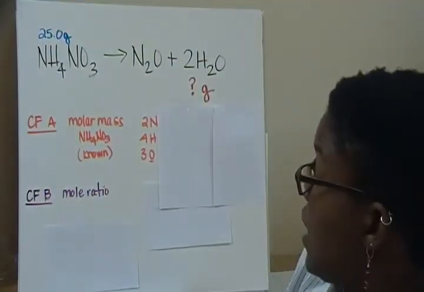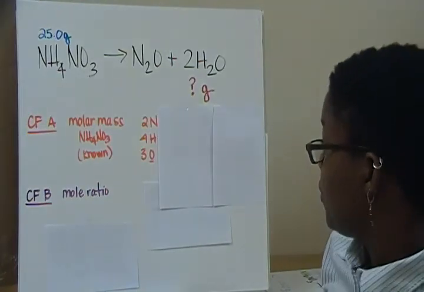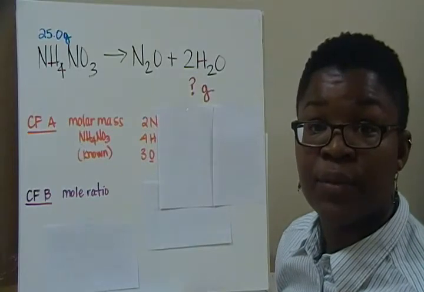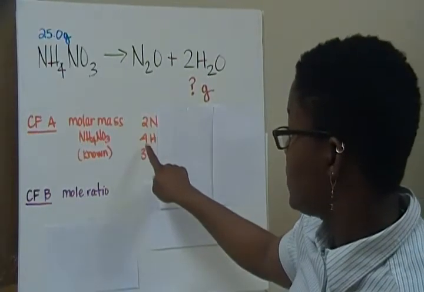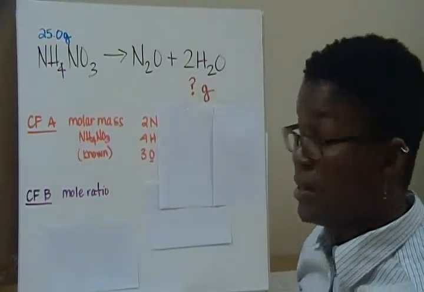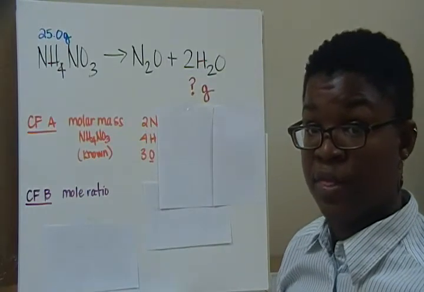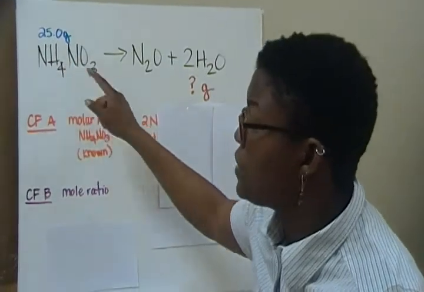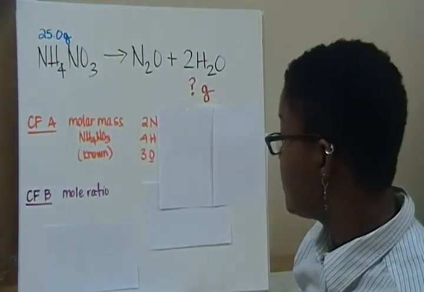So conversion factor A is the molar mass of NH4NO3. That's your known. And we can look at the formula for NH4NO3 and we can see that we have 2 N's, 4 H's, and 3 O's. Now some of you are kind of stuck. You're trying to figure out where the 2 N's come from. There's 2 separate N's in this problem. We wrote them separately because these are polyatomic ions.